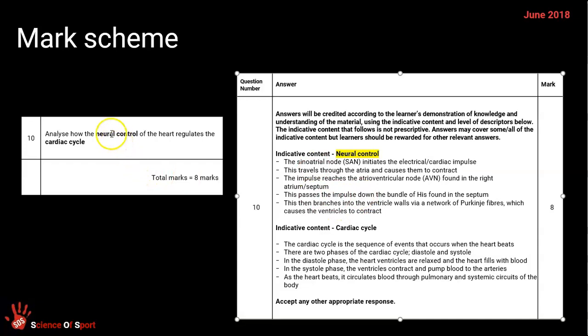But it also wants you to analyse how the neural component regulates the cardiac cycle. So you need to incorporate your understanding of the cardiac cycle. Well, we know the cardiac cycle is relaxation, when the heart chambers, the atria and the ventricles, relax and fill with blood, but has these systole phases, the contraction of the atria, which is this bit up here, and the contraction of the ventricles, which is this bit down here. So it wants you to integrate the two systems and explain how those connect.